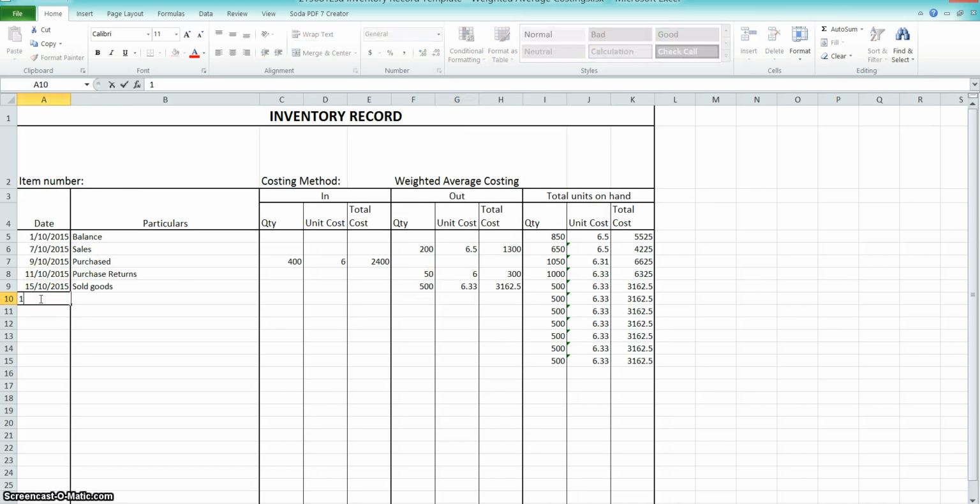On the 18th, we also sold goods. So that one above should be sales. So we sold 450. Again, we're going to use this amount here.